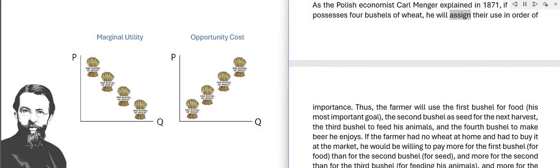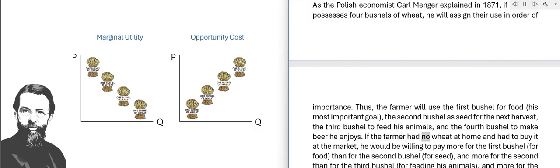wheat, he will assign their use in order of importance. Thus, the farmer will use the first bushel for food, his most important goal, the second bushel as seed for the next harvest, the third bushel to feed his animals, and the fourth bushel to make beer he enjoys.